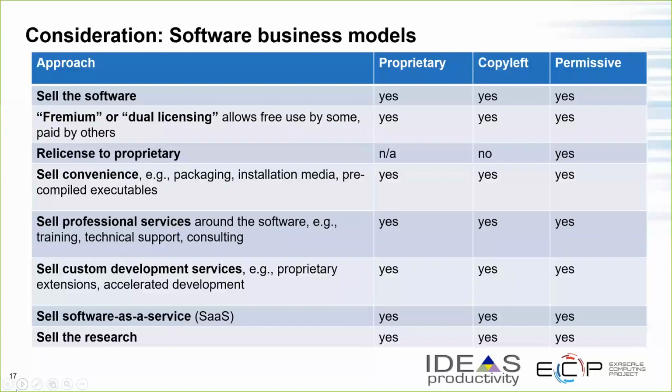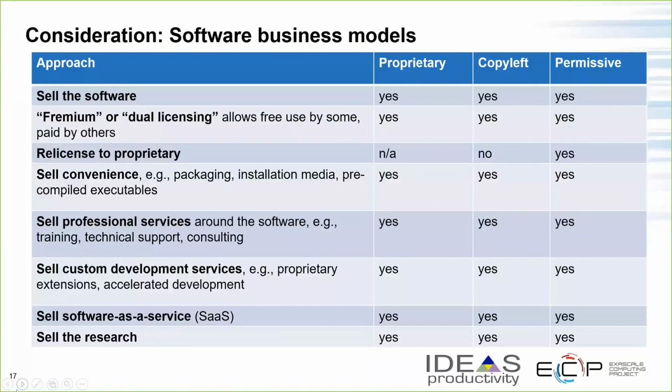Oftentimes, what you sell is the convenience. You sell it in a packaged form. That's what a lot of the Linux distributions do, or precompiled executables, or things like that. So the customer doesn't have to build it themselves. Sometimes you can sell professional services around the software: training, technical support, consulting, software maintenance types of things. You can sell custom development services. We talked a little bit already about software as a service. There's also freemium or dual licensing models.